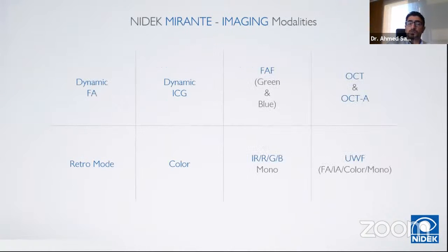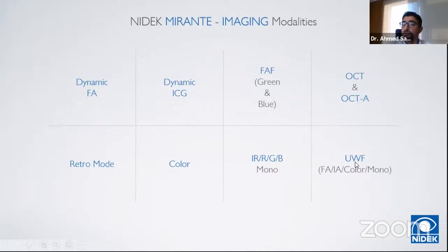The device is able to take a dynamic FA, and when we say dynamic FA, it is video capturing for the fluorescein angiography. Dynamic ICG is also video capturing for ICG images, and we have autofluorescence. We have both options for autofluorescence, either by using the blue laser or the green laser, and we will discuss the difference between both. And we have the OCT and OCTA. The retro mode is also available, and the colored images, and we can even break down the image into red, green, blue, and infrared.